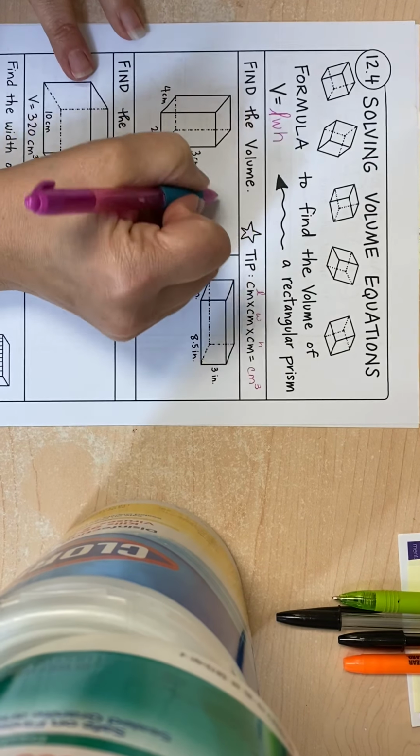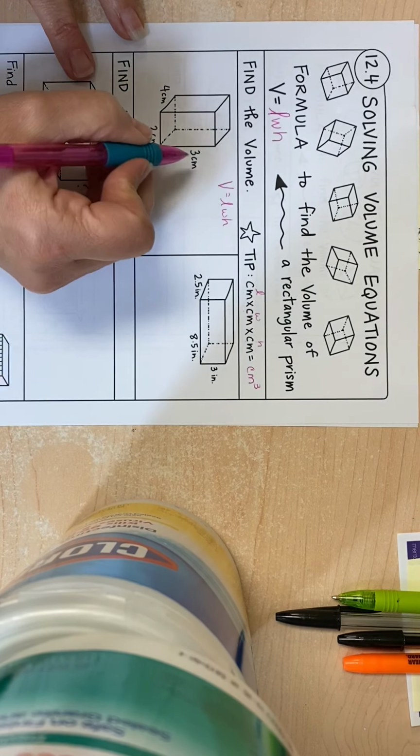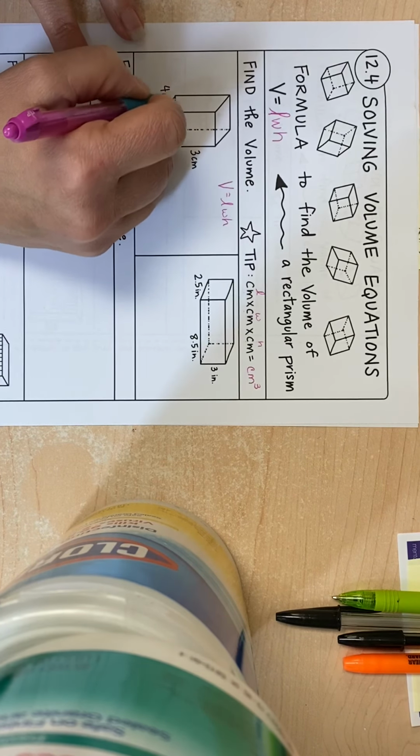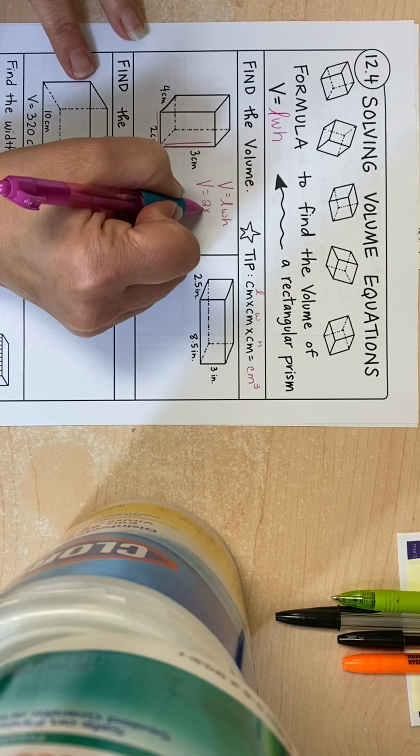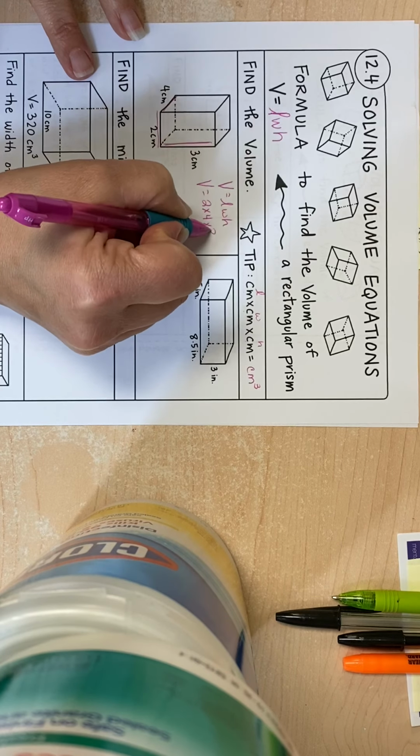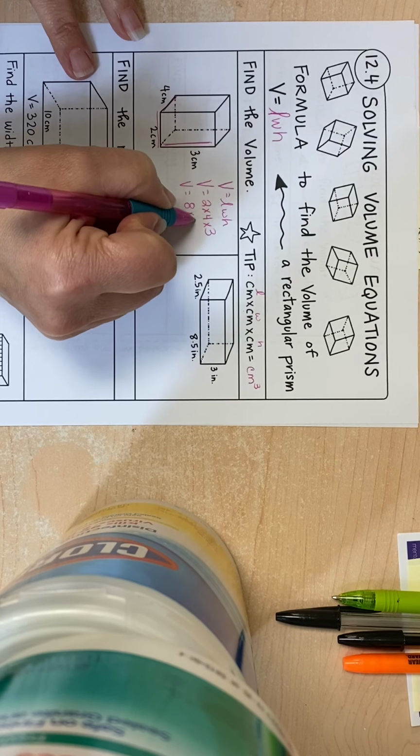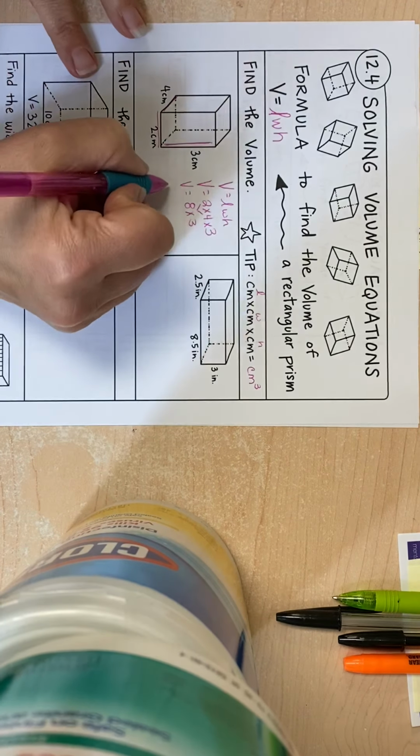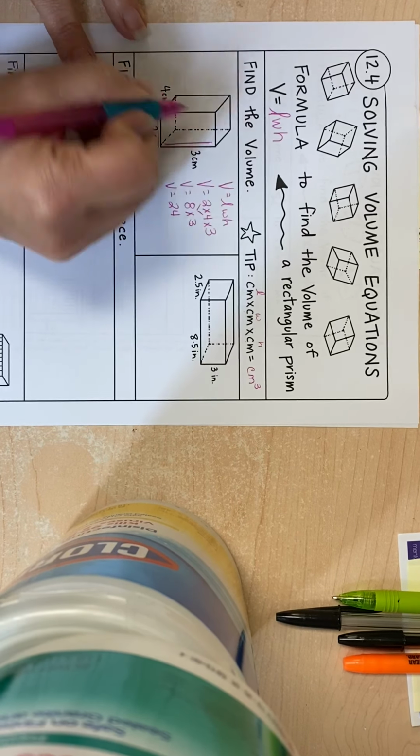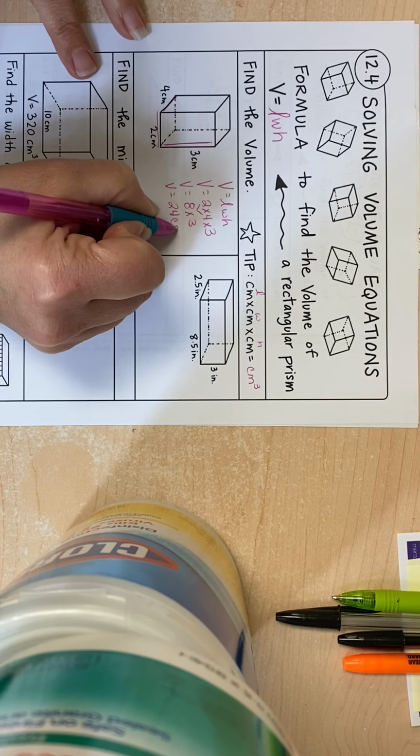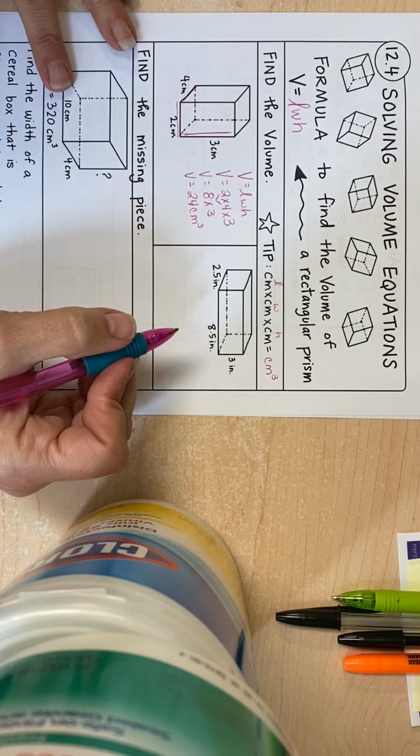All right, so here we go. These are straightforward. Volume equals length times width times height. Volume equals 2 times 4 times 3. So volume equals 8 times 3 because 2 times 4 is 8. Volume equals, what's 8 times 3? 24. How many of these am I multiplying by? 3, so it's centimeters cubed. Nice.